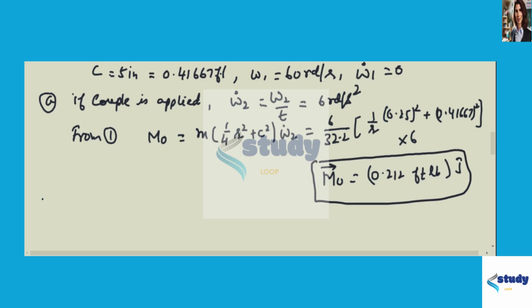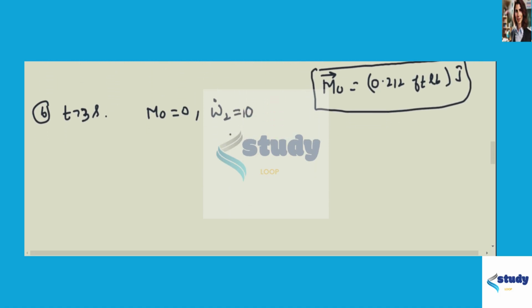After 3 seconds, t is greater than 3, MO becomes 0, and the rate of change of omega 2 becomes 0. So putting this value in equations 5 and 6, you will get Cx, Dx, Cz, Dz using equations 5 and 6 and substituting the given values. I am only directly writing the values.